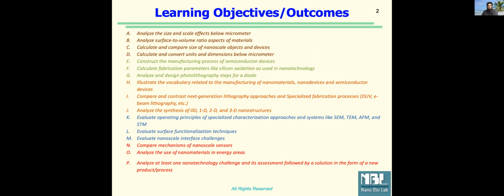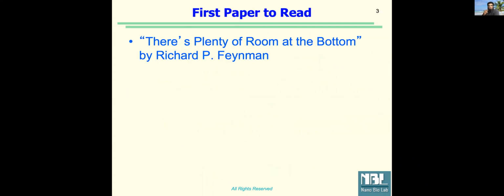This is again module 1. The purple rung is for module 1, and we will be continuing discussion on this. You already have received one paper, There's Plenty of Room at the Bottom by Dr. Richard Feynman, on which you have to work on a homework problem as well.